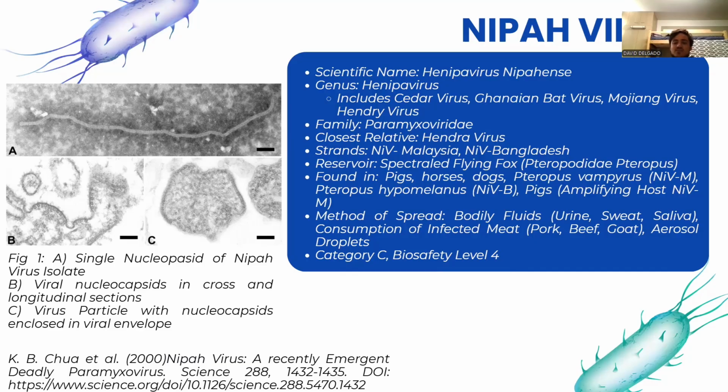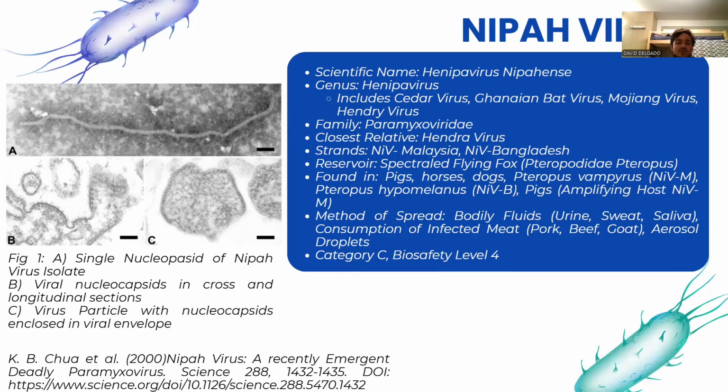The reservoir species for this virus is the spectacled flying fox, but it's also found in pigs, horses, dogs, and different species of bats. The main method of spread for this virus is bodily fluids and consumption of infected meat. And it's labeled as a category C virus with biosafety level 4.